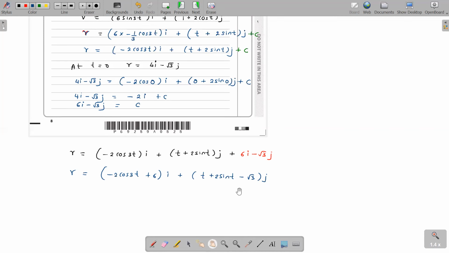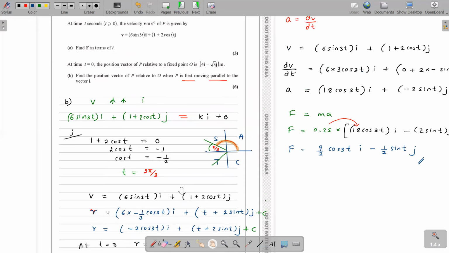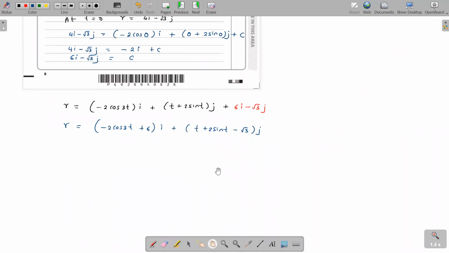Right? Okay, so is this our final answer? Is this what we are supposed to find? I have found the position vector with respect to time at any given time, but this is not my final answer. What they want us to do is find the position vector at the first time when you're moving parallel to vector i. The first time we move parallel to vector i is when time is 2 pi over 3. So that's the position vector they want you to find, when the object is first moving parallel to vector i.